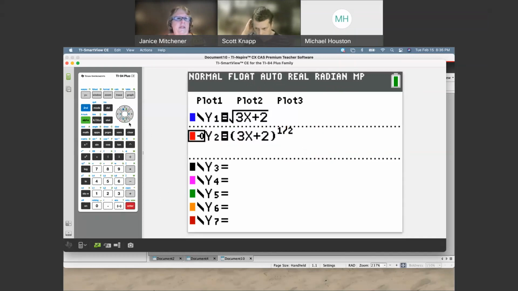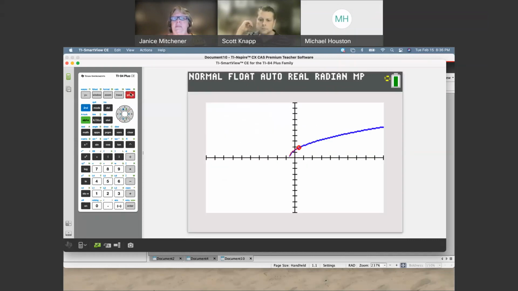So then when I hit graph, I am seeing that second function, that Y2, showing up right there on top of that graph. And so they start to give me a little bit of credibility. They're like, okay, well, maybe you do know what you're talking about.